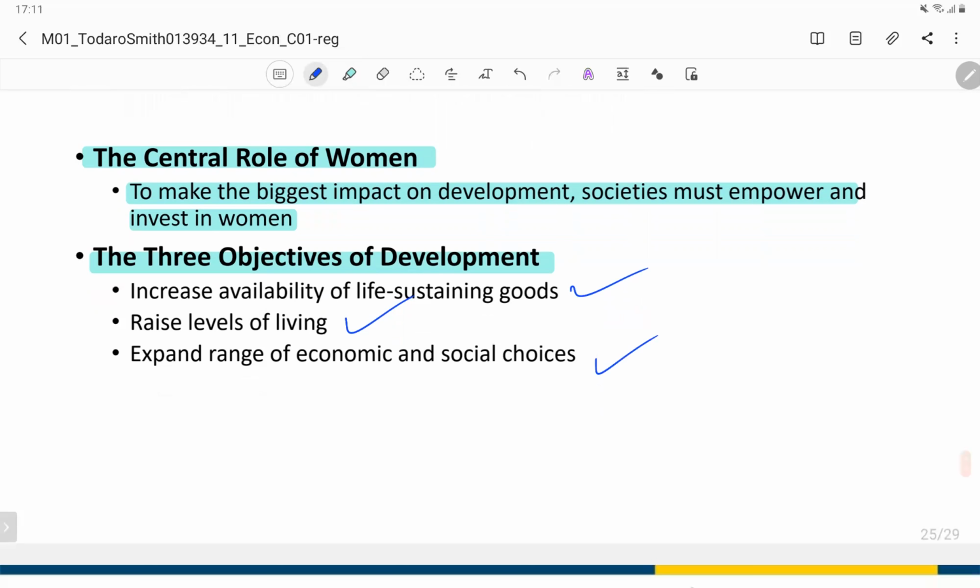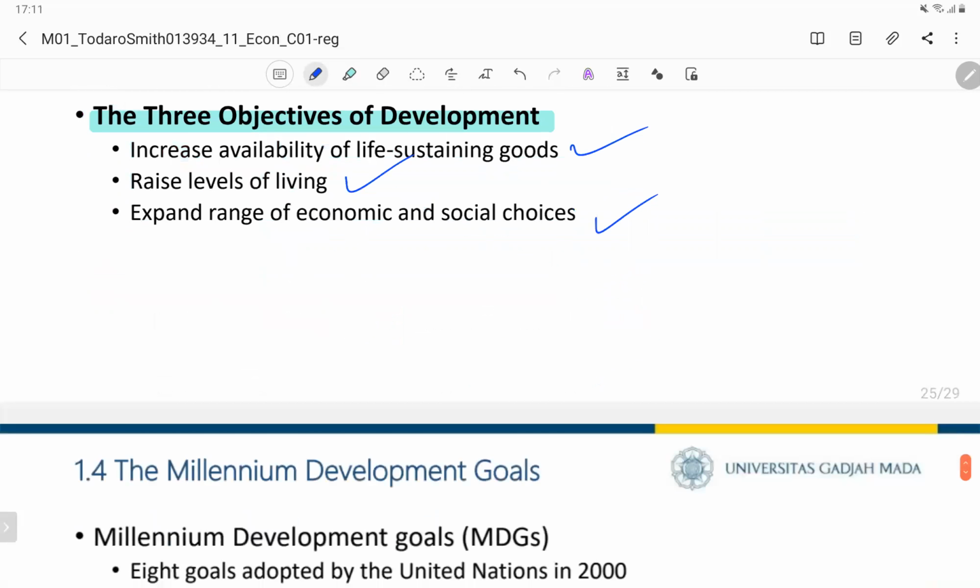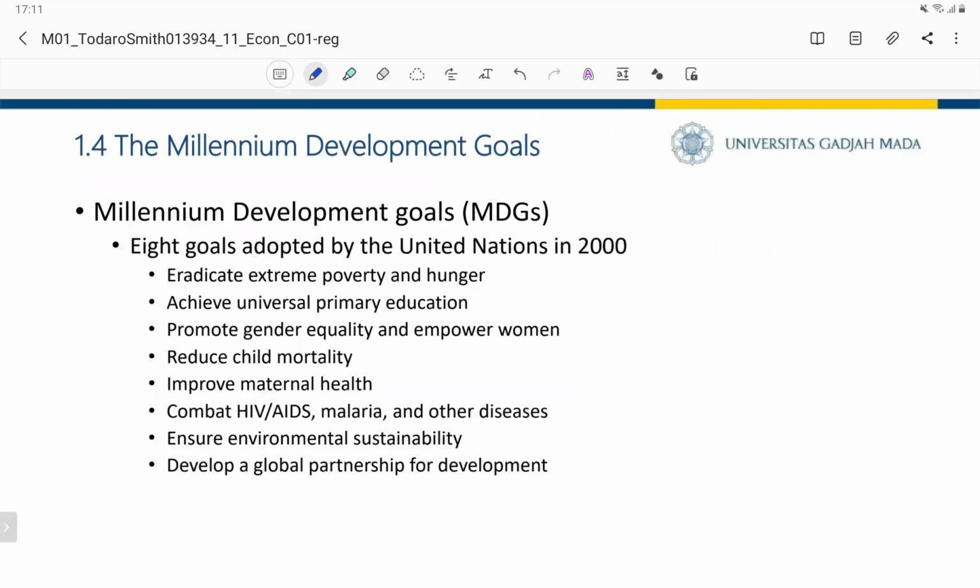Okay, and this is MDGs, or Millennium Development Goals. I'm sure you are familiar with that. So there are 8 MDGs by the United Nations in 2000. I think it's already been revised, if I'm not mistaken, but I don't remember what the revisions are. You can find out yourself if you are curious.